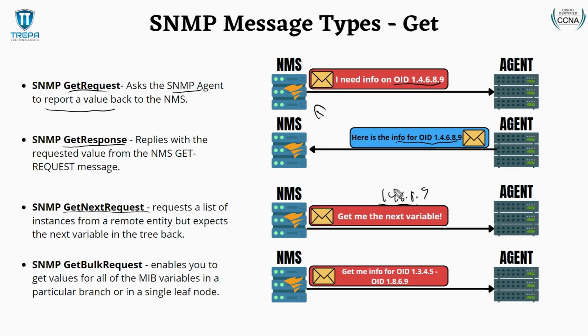So essentially that get next request is saying, keep getting me the next thing in that tree structure until it stops. So pretty much give me everything in this directory here.